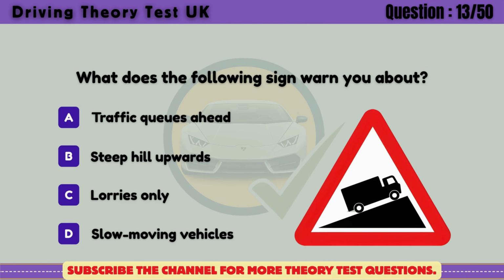Question 13. What does the following sign warn you about? Option A. Traffic queues ahead. B. Steep hill upwards. C. Lorries only. D. Slow-moving vehicles.